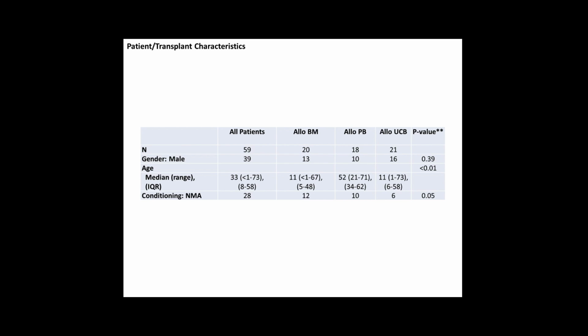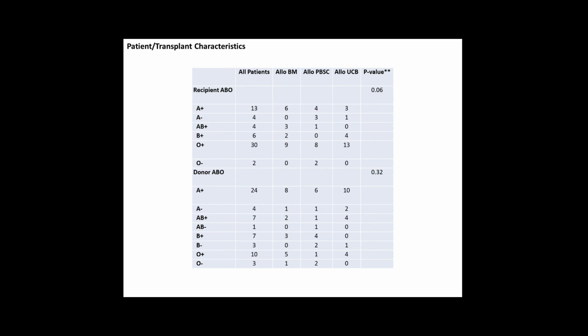Real briefly, I'll go into our patient and transplant characteristics. There was no significant difference in any of the groups except for in age. We did note that patients who received a bone marrow or a cord blood transplant tended to be on the younger side compared to those who received a peripheral blood transplant. Also, there was no significant difference in the ABO blood group type between all 3 sources.